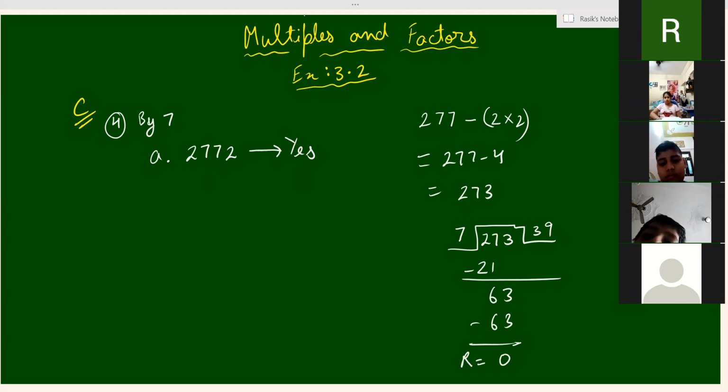Yes is the answer. Okay, similarly, we will try the second part also. Can you all try the second part on your own? B part of this. The number in the B part is 8,183. Try it on your own, all of you.